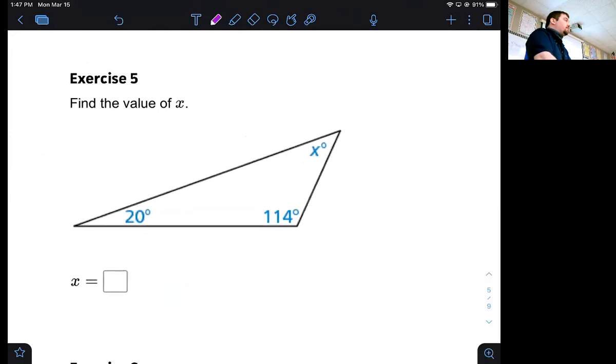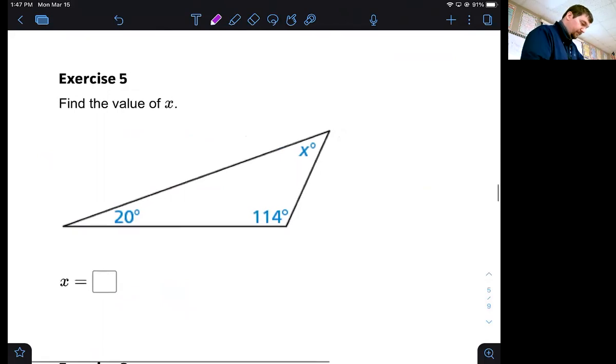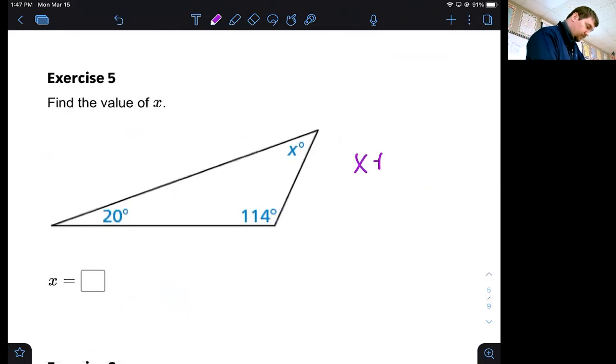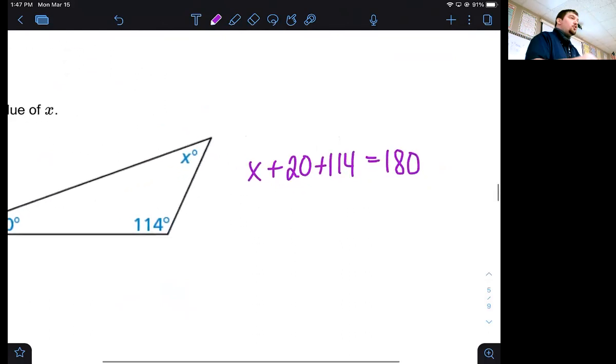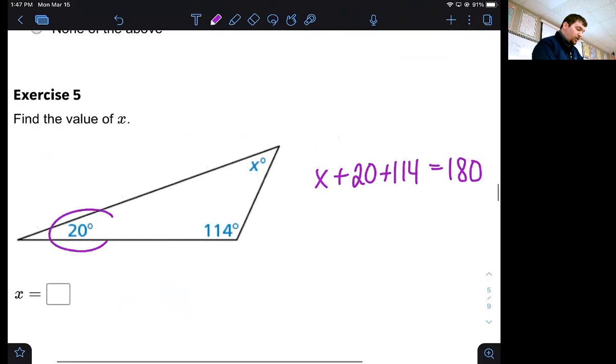Number 5. Shh. This is what you're going to need to do on your quiz tomorrow. You are going to need to set up an equation to solve it, not just do a bunch of side work. So AJ, what would the equation say? Absolutely. You sure can. So x plus 20 plus 114 equals 100. That could be your starting equation. You could go ahead and combine your like terms.